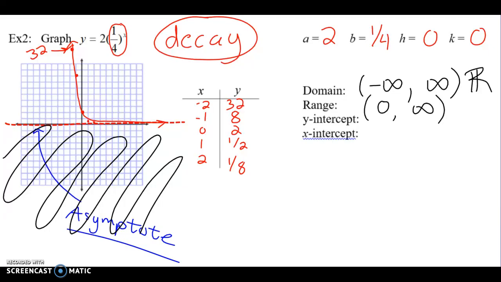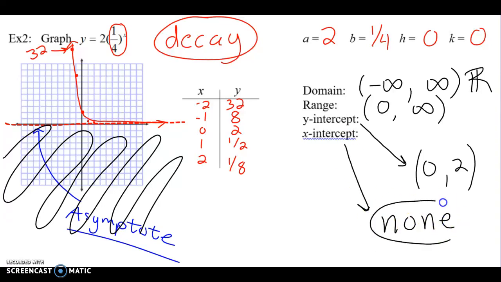What is the y-intercept? Write it as a point: over 0, up 2. So write it as the point (0, 2). What about the x-intercept? It never crosses. There is no x-intercept. Don't put 0 though, right? What are you saying if you write the number 0? Then it crosses the x-axis at 0. It doesn't. It's just none.